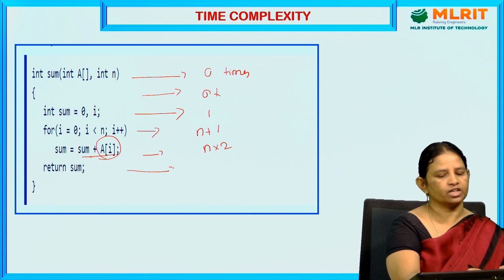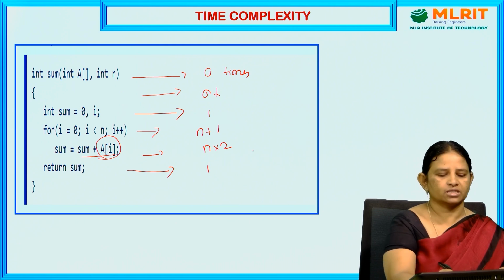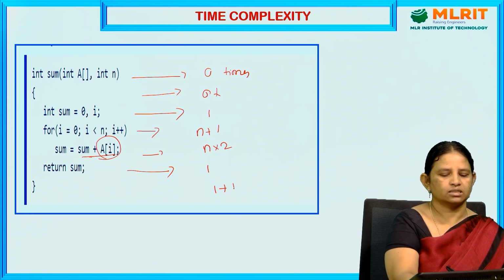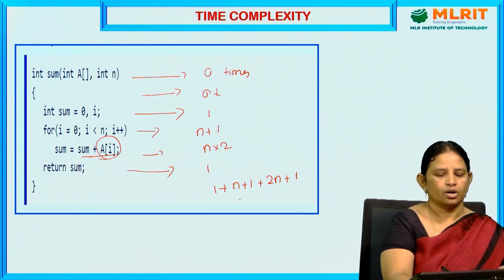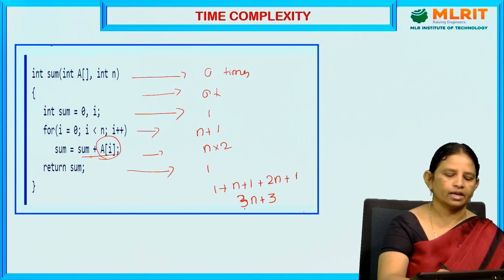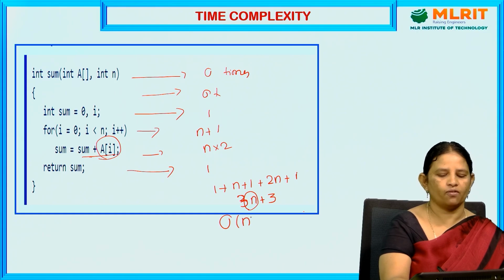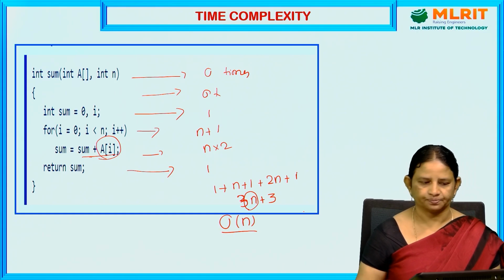How many times can we return the value of sum? 1 time. The total time complexity is 1 plus n plus 1 plus 2n plus 1 plus 1, which is 3n plus 4. But we always consider the time complexity in higher order. So the higher order value is n. The total time complexity is big O of n.